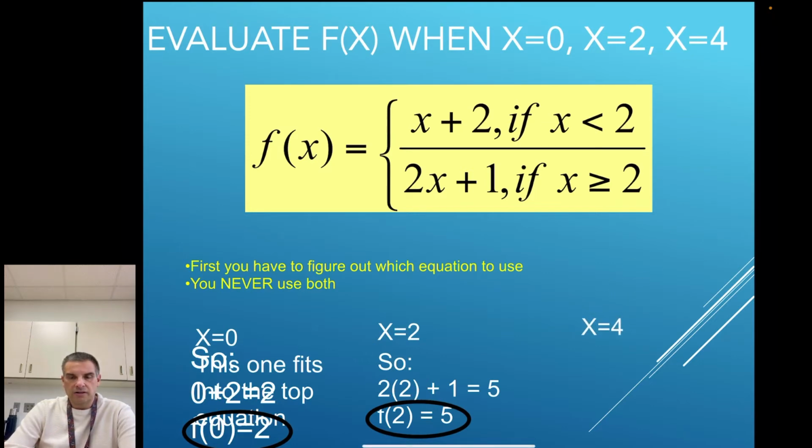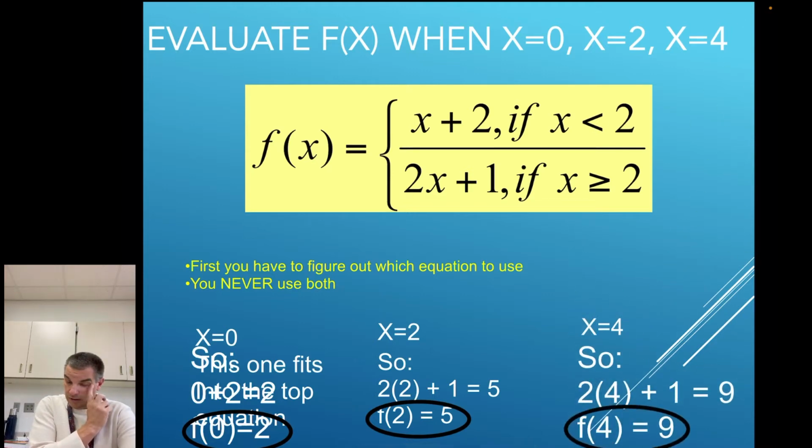The 4 then falls into the bottom one as well because it's greater than 2. So now anywhere we see an x in the second equation, we're going to replace it with a 4. So 2 times 4 plus 1 is equal to 9, so f of 4 is equal to 9. So again, the first thing you always have to do with these is figure out which equation you're going to use. You're only going to use one of them, and the one you use is where what you're trying to evaluate falls.